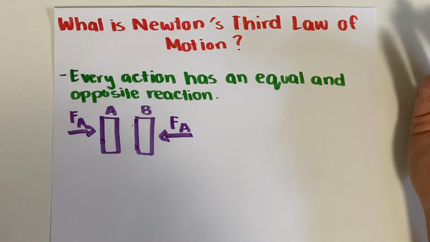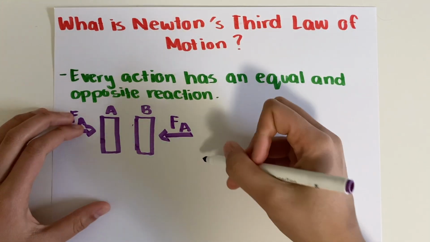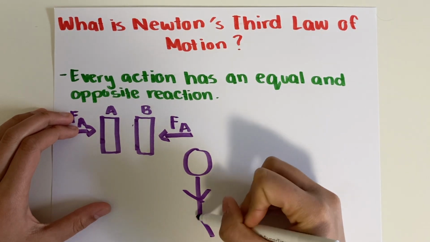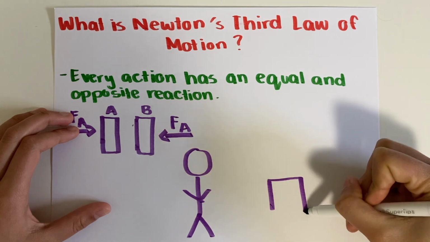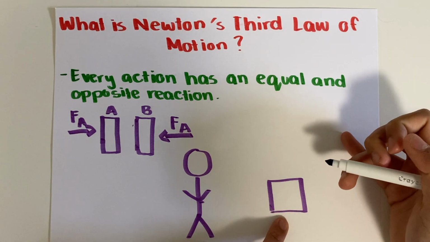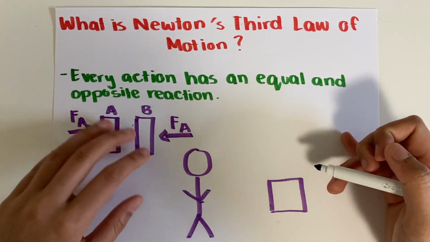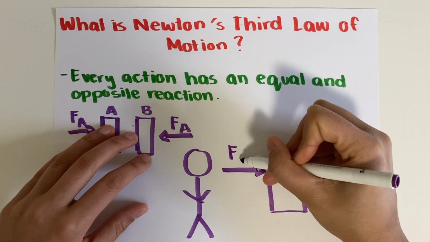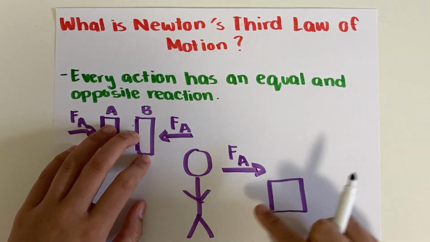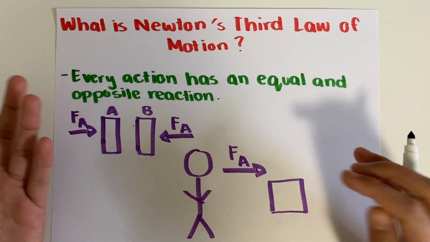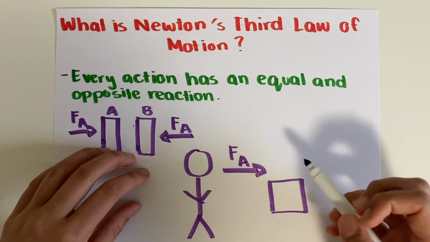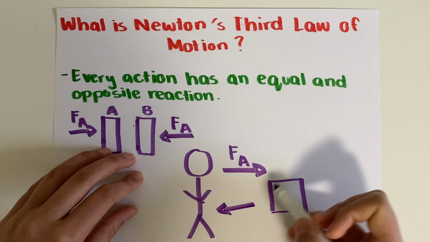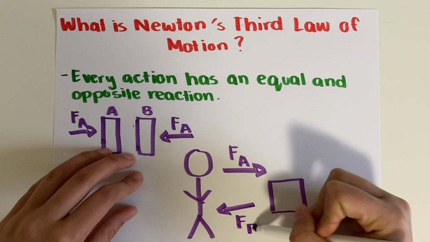It's super simple. Let's look at another example. Let's say this stick figure is you, and this is the box that you want to move. So to move it, you're going to push it, and you're going to push it with a force of, again, let's call it Fa. So again, according to Newton's third law of motion, the box will exert an equal and opposite force back on you. So it's opposite and it's equal, so Fb.